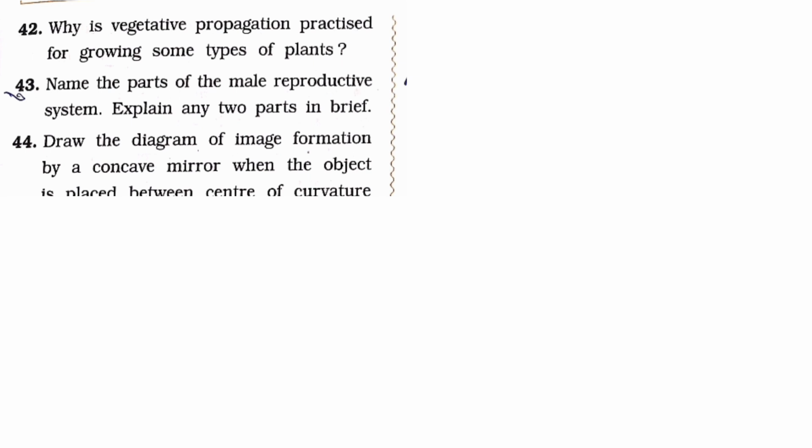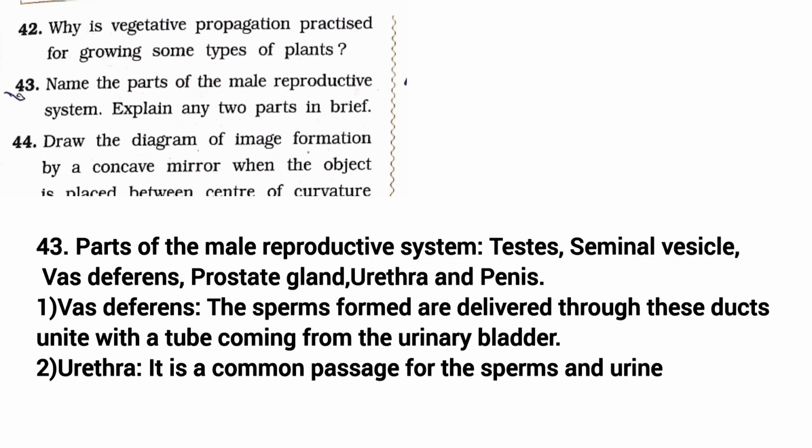Question number 43. Name the parts of the male reproductive system. Explain any 2 parts in brief. Answer. The parts of the male reproductive system are testes, seminal vesicle, vas deferens, prostate gland, urethra and penis. So the 2 parts are: number 1, vas deferens. The sperms formed are delivered through these ducts, which unite with a tube coming from the urinary bladder. Number 2, urethra. It is a common passage for the sperms and urine.